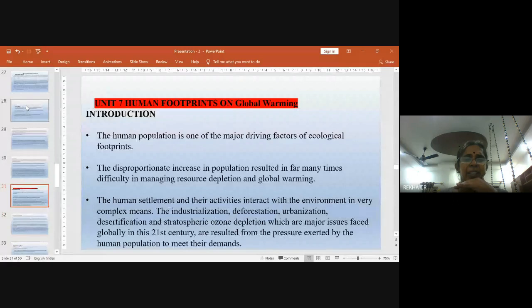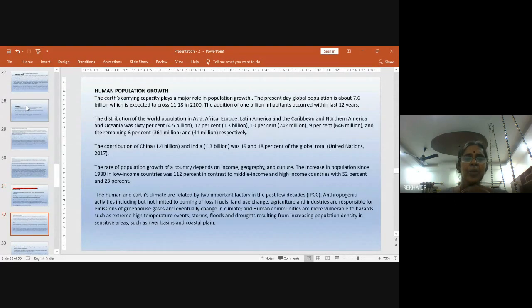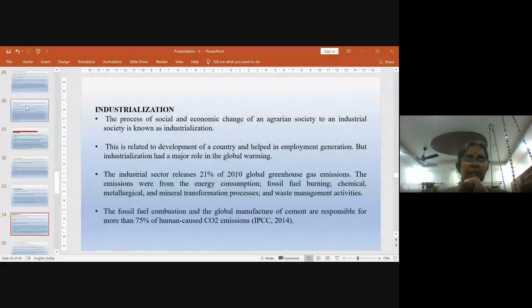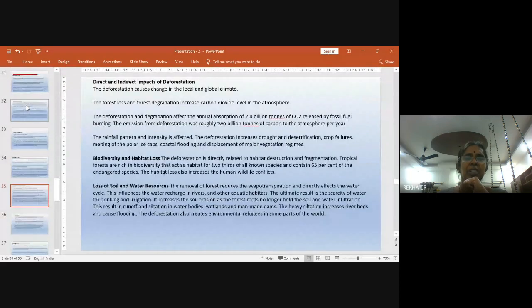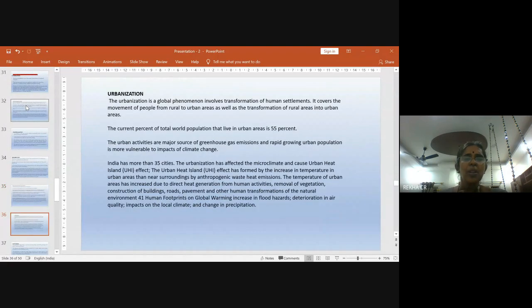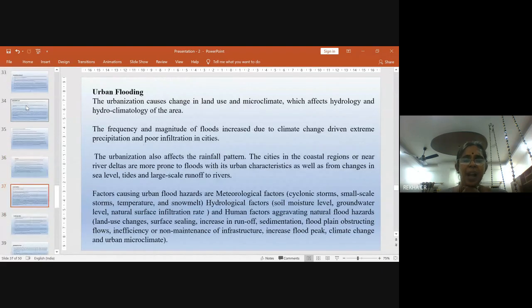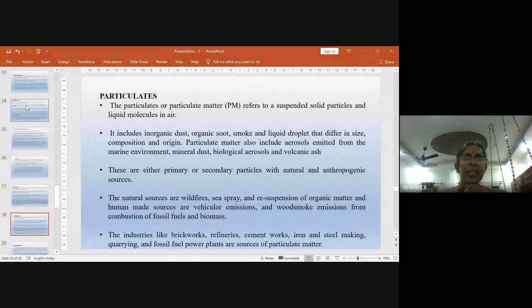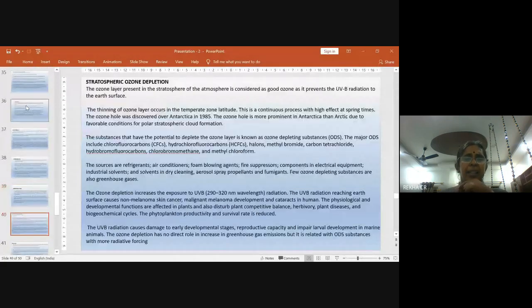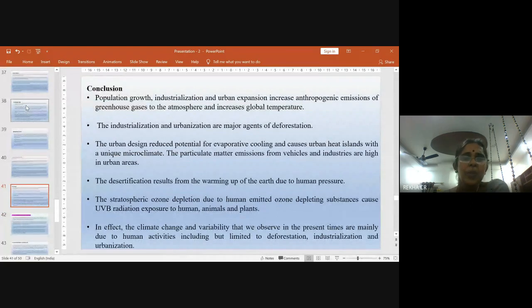And the seventh is the human footprints on global warming. Here we studied human population growth, industrialization, deforestation, direct and indirect impacts of deforestation, biodiversity and habitat loss, loss of soil and water resources, urbanization, urban flooding, particulate matter, desertification, stratospheric ozone depletion, etc. So this is the conclusion of the third unit.